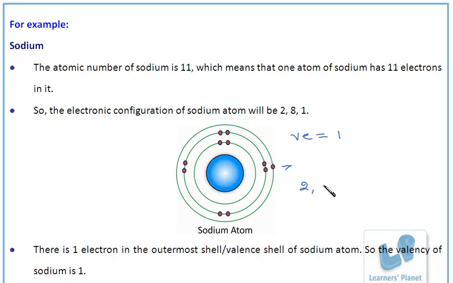Say the configuration is 2, 8 and 1. Now if it loses this one electron, it will attain the configuration 2 and 8. That is, it has 8 electrons in its outermost shell now, because this has been lost. It has the maximum number of electrons a shell can accommodate. So it becomes stable by losing this one electron. So what is the combining capacity of sodium? It's 1. So what will be the valency of sodium? It will be 1.